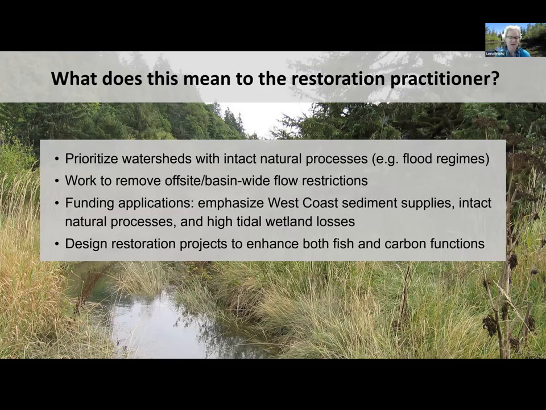Now, in funding applications, I recommend emphasizing the characteristics of our region: the abundant sediment supplies, the intact natural processes, and the high tidal wetland losses. All of those factors should raise the priority of West Coast restoration projects. At the site level, we can design restoration projects to enhance fish and carbon functions.